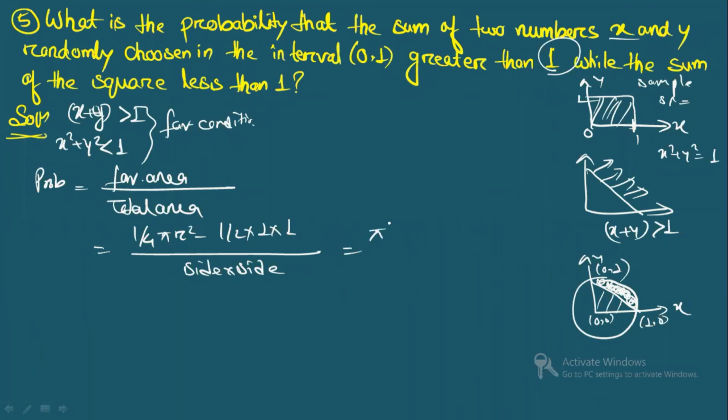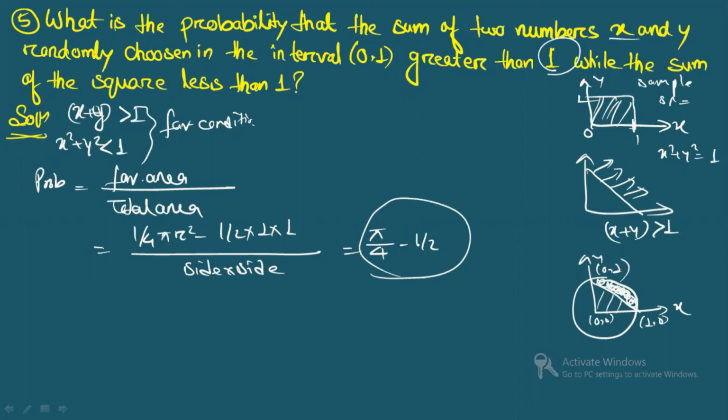This is pi r square with r as 1, so it is pi by 4. Then minus 1 by 2. This is side square, which is 1 square, so 1. So it is pi by 4 minus 1 by 2. So this is the required probability that you are asked to find. Clear? Now let's see the next question.